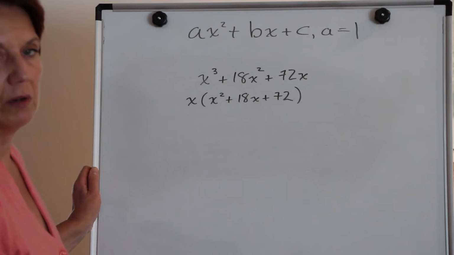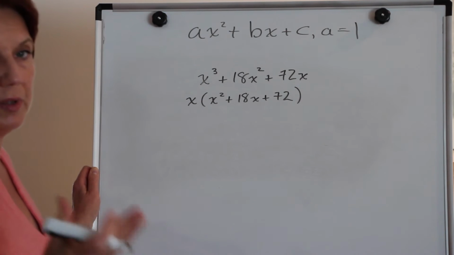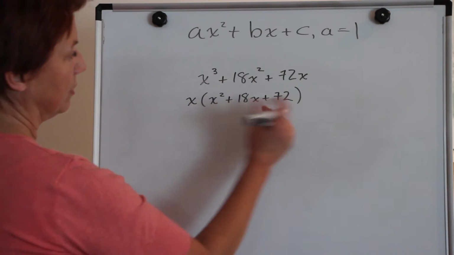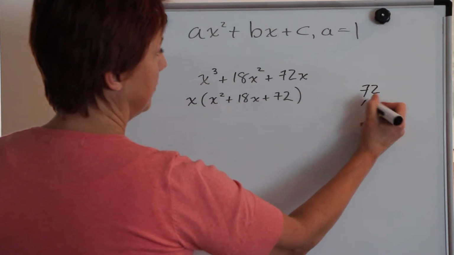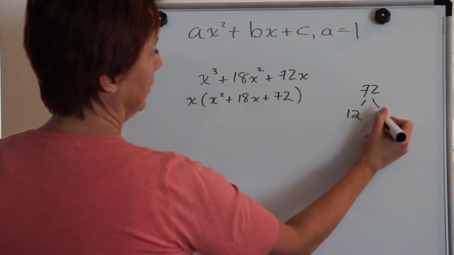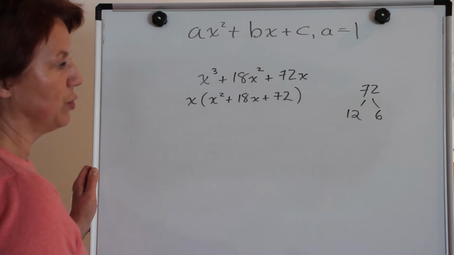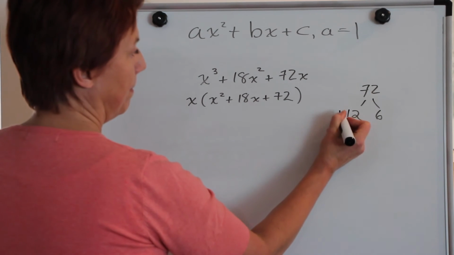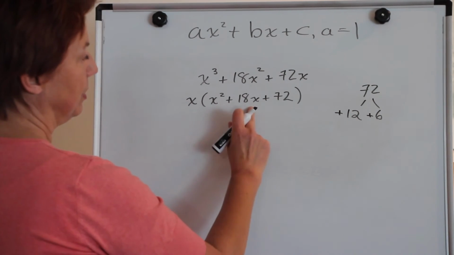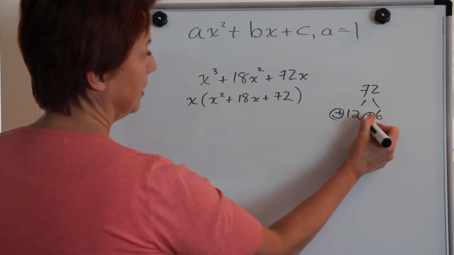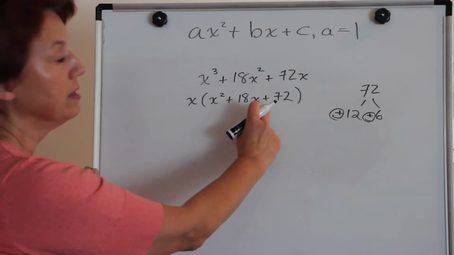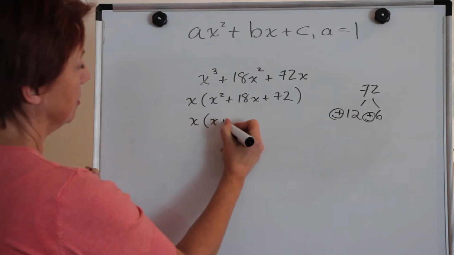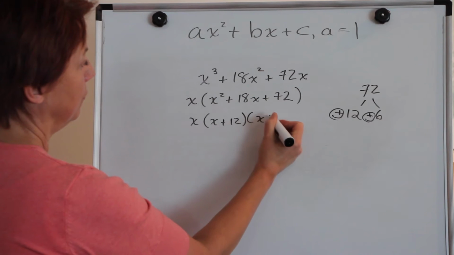The x comes along for the ride, just like the 2 and the 3 and the 5 did in the last examples. And we just factor this as we normally would. So we take the 72, and hopefully our times table is strong, and we know that 12 times 6 is 72, plus gives us plus 18, multiplying those two signs gives us this sign, so we know that we've got the right numbers, the right signs, and so we just write out the factored form.